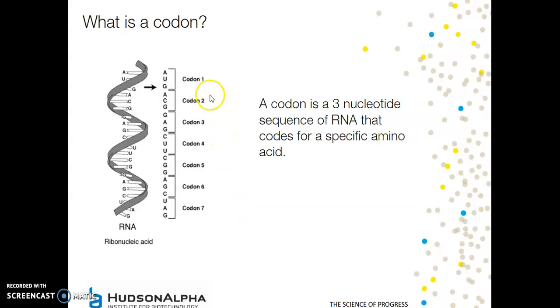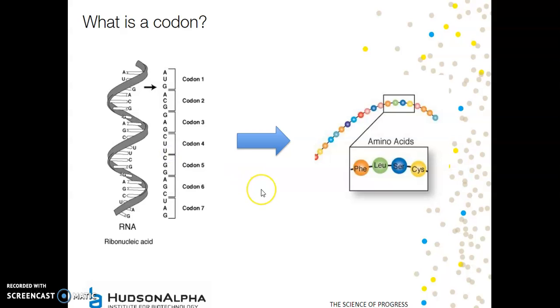A codon, though, is a 3-nucleotide sequence. So every 3 of those nucleotides, or those nitrogen bases, form what's called a codon. AUG might code for some amino acid that's different than ACG, or GAG may be different than CUU, and so forth. So all of these little amino acids are going to be slightly different. Okay?